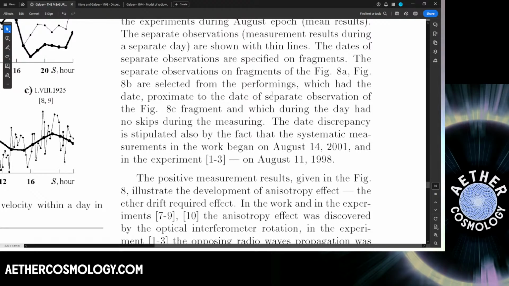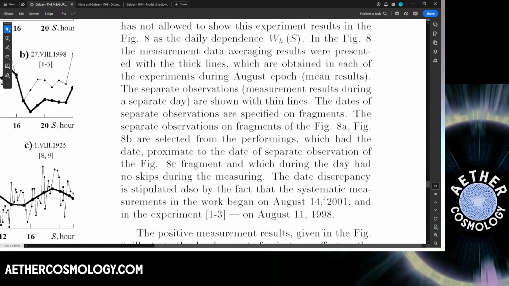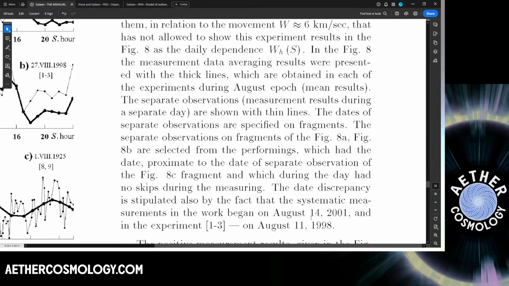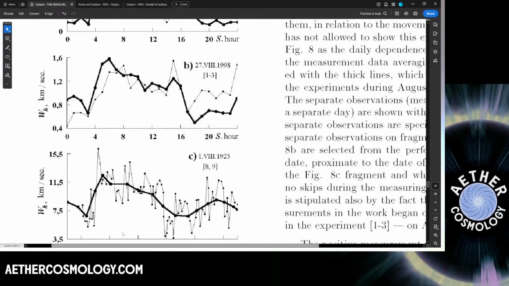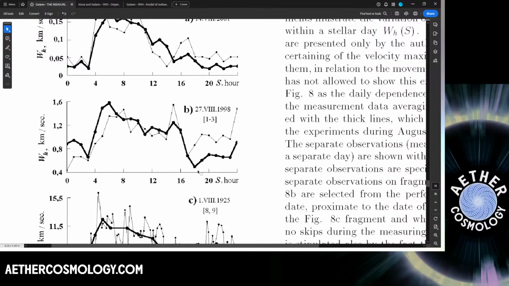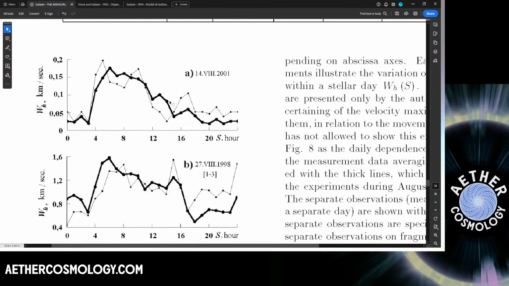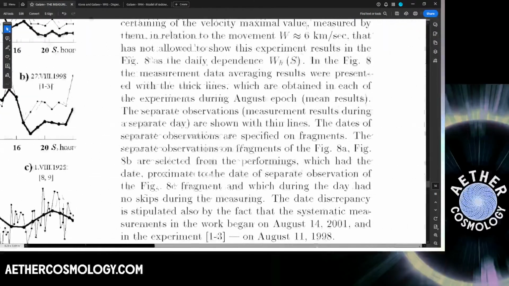Fragment in which during the day had no skips during the measuring. The date discrepancy is stipulated also by the fact that the systematic measurements in the work began on August 14th of 2001 and in the experiment of 1 through 3 on August 11th of 1998. Okay, so 8, 9, 1, 3, and these are both 1, 3, A and B and C.